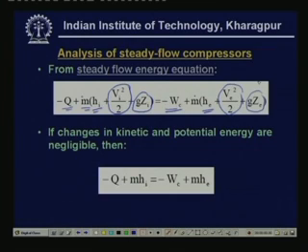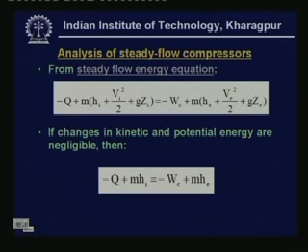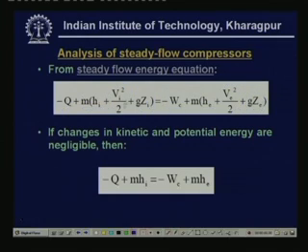If you assume that the potential and kinetic energy changes are negligible, that means this is almost the same as this and this is almost the same as this, then we can drop these terms, and this equation becomes simply like this. Q, as I said, is the heat transfer rate from the compressor, and Wc is the power input to the compressor.